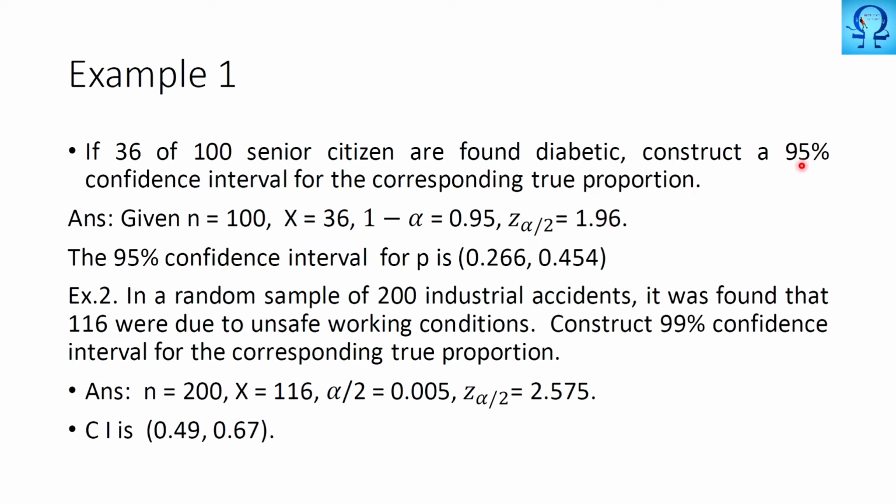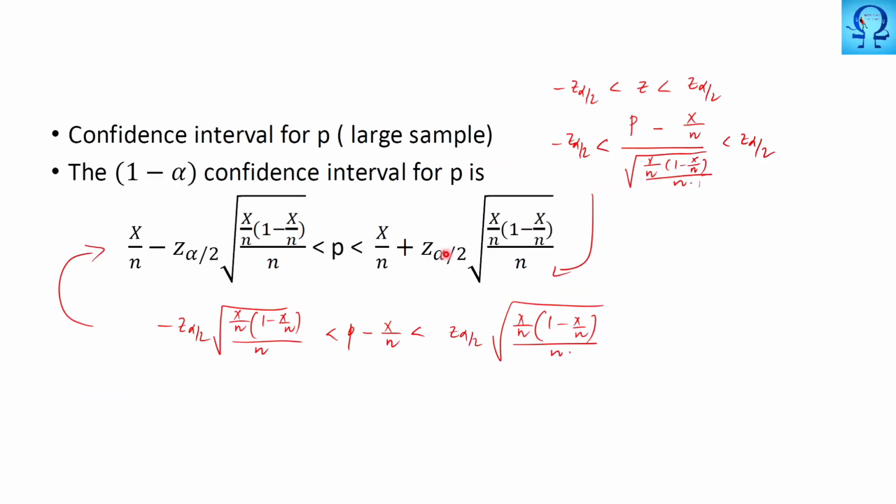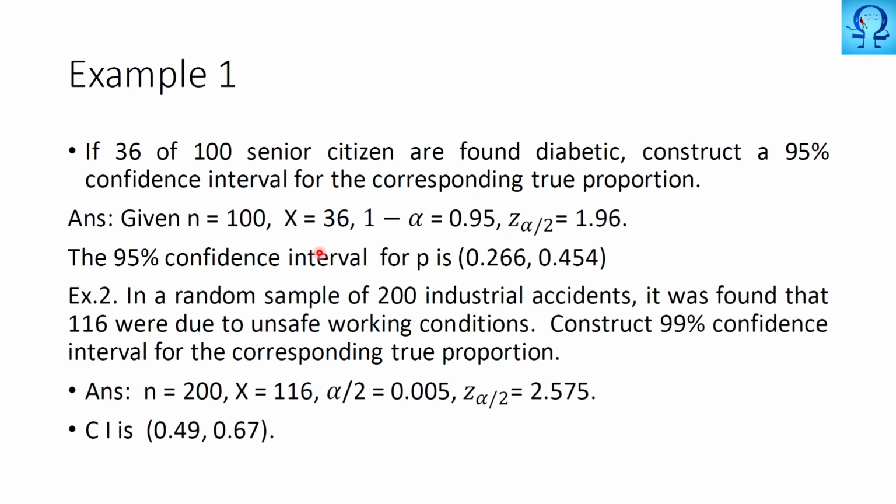Okay, we are asked to calculate the 95% confidence interval for this true population. So here n is 100, x is 36. We know the level of significance is specified, so with that we calculate everything, and we just substitute all the values into the expression, and finally we get the confidence interval like this.